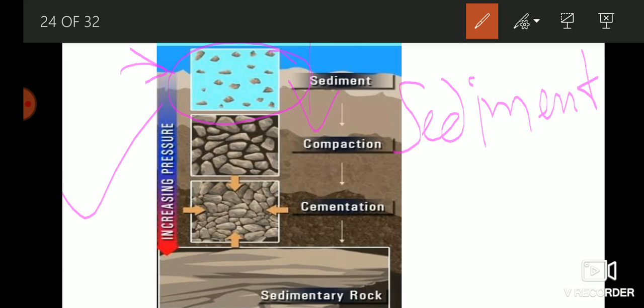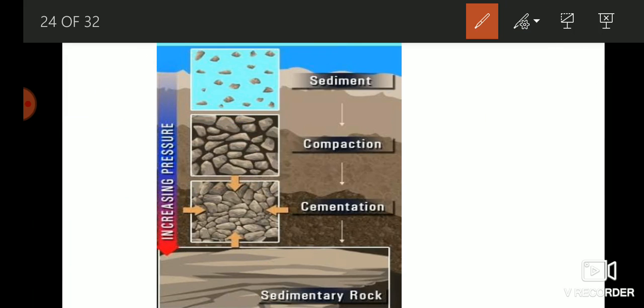When multiple layers of rock particles settle down, like in this diagram, this is the deepest layer. You can see this deepest layer feels huge pressure, because multiple layers of rocks are deposited above it. Here it is written that the deeper you go, at the bottom, the pressure increases.